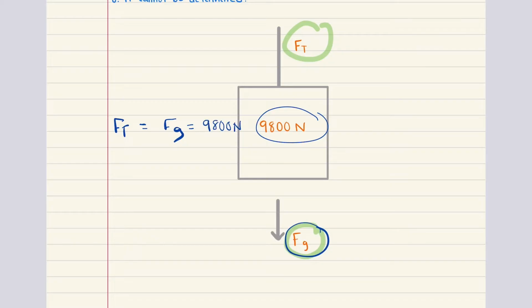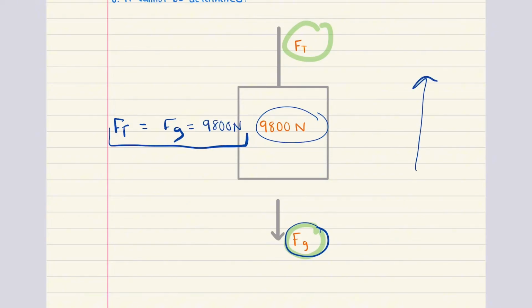Now, the problem is specifying that the elevator is accelerating upward. This statement is true when the elevator is stationary or moving at a constant speed. So in the case that the elevator is actually accelerating upward, we need to think a little bit differently. In this case, the tension in the cable must not only balance the gravitational force, but it also provides the extra force necessary to accelerate the elevator upward.